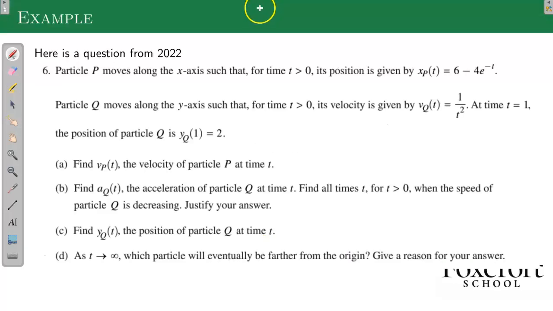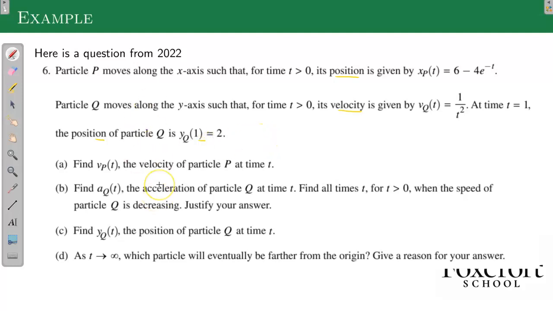So here's the question from the 2022 exam about particle motion. They have a particle P that's moving, given by one formula, and a particle Q, its velocity. So make sure, again, you're reading. They're giving you different things. The velocity of Q, and it's nice they name them slightly differently, is given by this. They also give you the starting position of the particle Q.